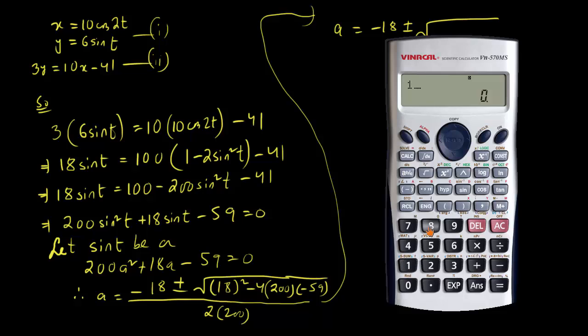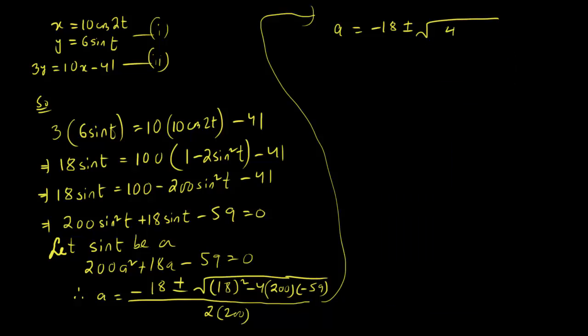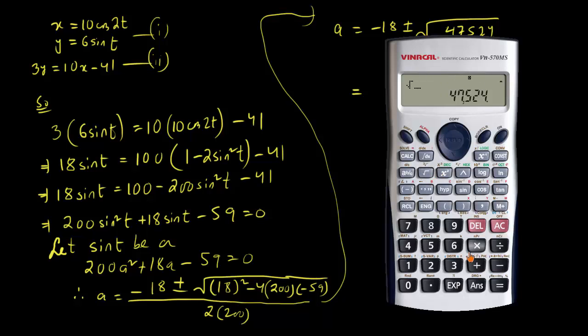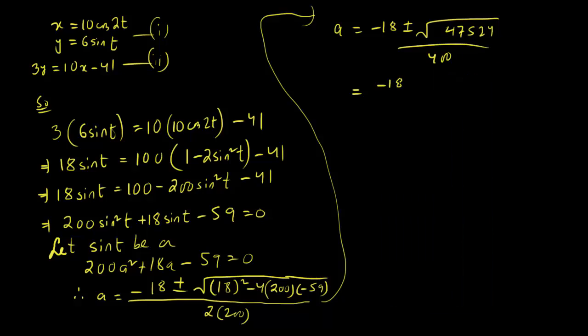18 squared minus 400 into 200 is 800, minus minus plus, so plus 800 multiplied by 59. That turns out to be 47524, divided by 400. So the square root of 47524 is going to be 218. So minus 18 plus minus 218, divided by 400.